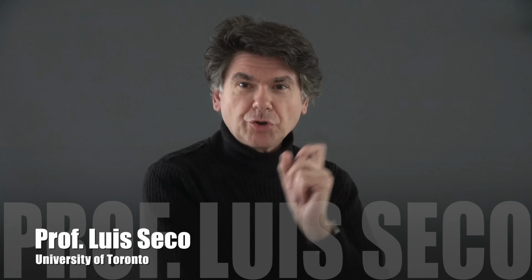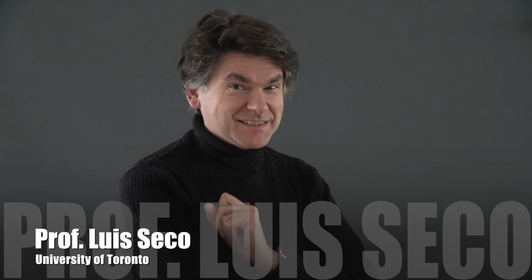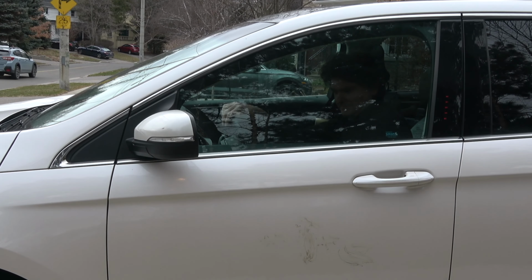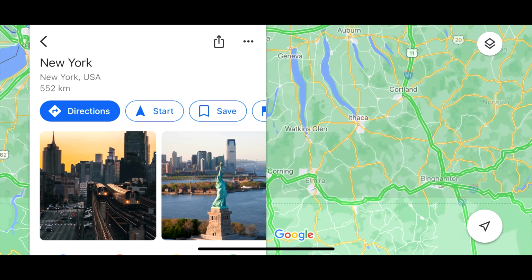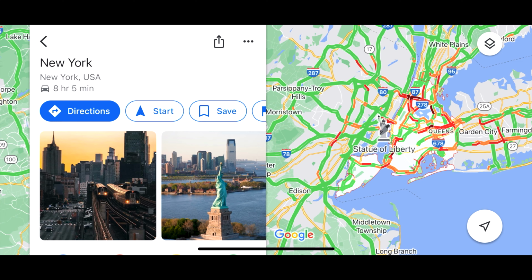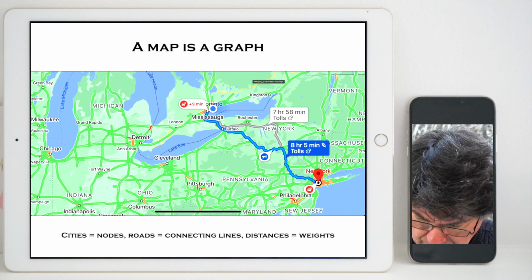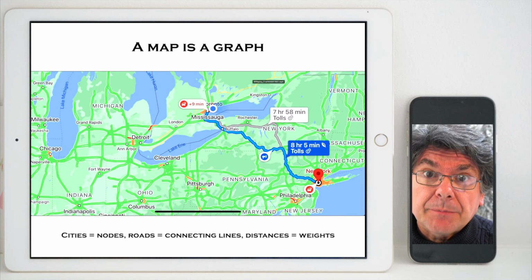Today, we're going to New York using Google Maps. How does Google Maps find the best route? So it all starts with data.